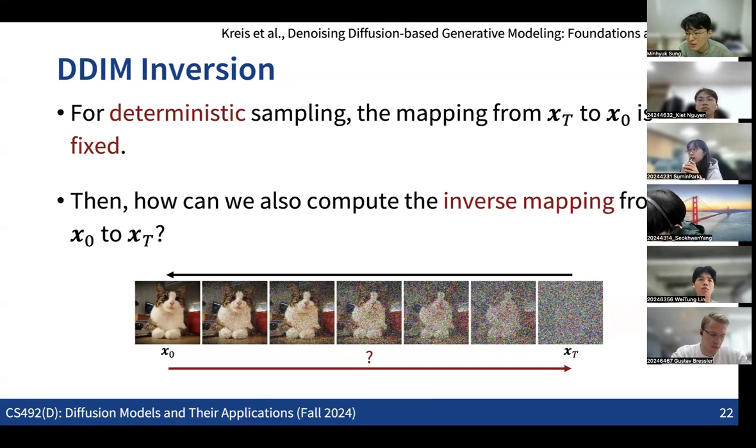This is not the case for DDPM, or for cases where the variance is not 0. If we have non-zero variance, we're going to see some variation even when starting from the same x capital T, which makes the process more stochastic. So the question of DDIM inversion is this: since we know there is a fixed mapping from x capital T to x_0, can we also find the inverse mapping from x_0 to x capital T?